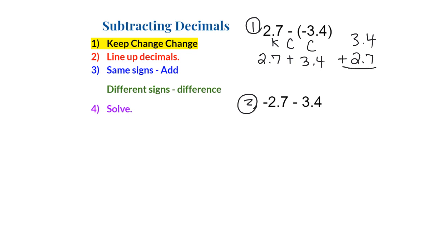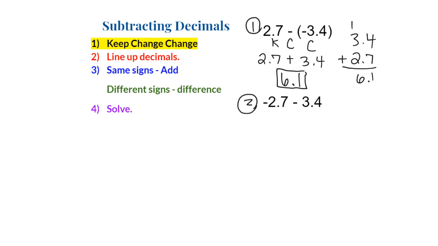I know 4 plus 7 is 11, carry the 1. 3 plus 2 is 5, plus 1 more is 6. And since both of my numbers are positive, that means my answer will be positive. So for the first one, I get 6.1 as my final result.